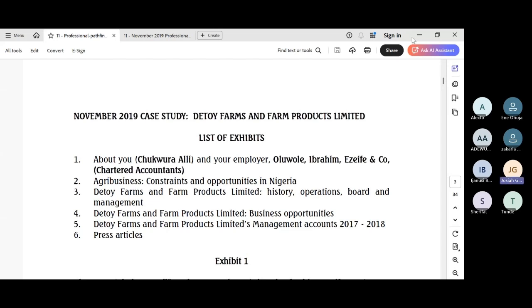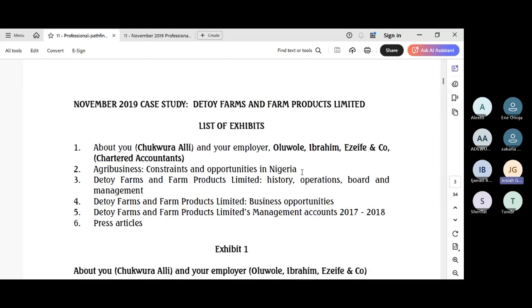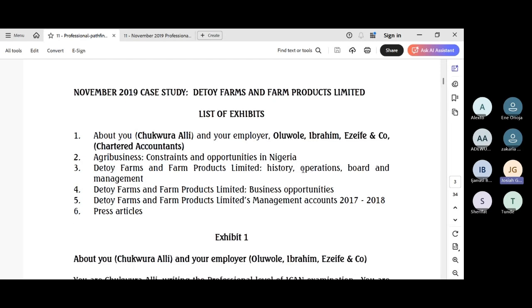All right, so we have a case before us here, and from the exhibits, the pre-seen presented us with 6 exhibits. So you're actually wearing the hat of someone in the case, and the case is on Detoy Farms and Farm Products Limited. So on the day of the case study exam, you are no longer Gabriel Josiah. You are now Chukura Ali for November 2019.